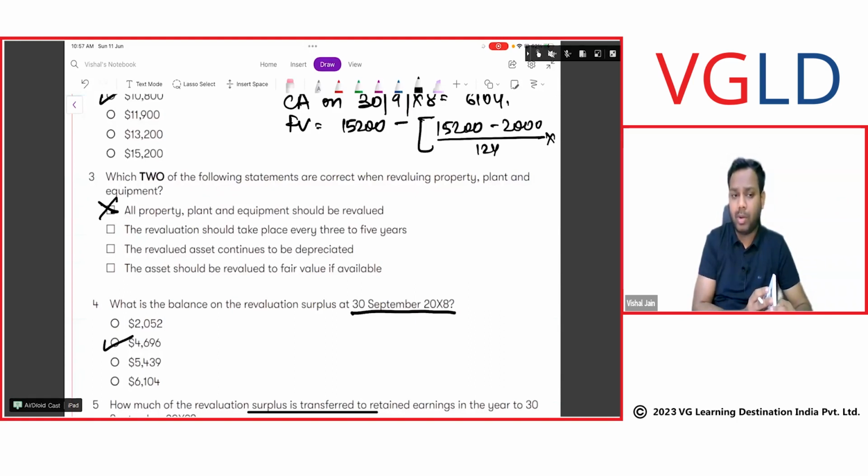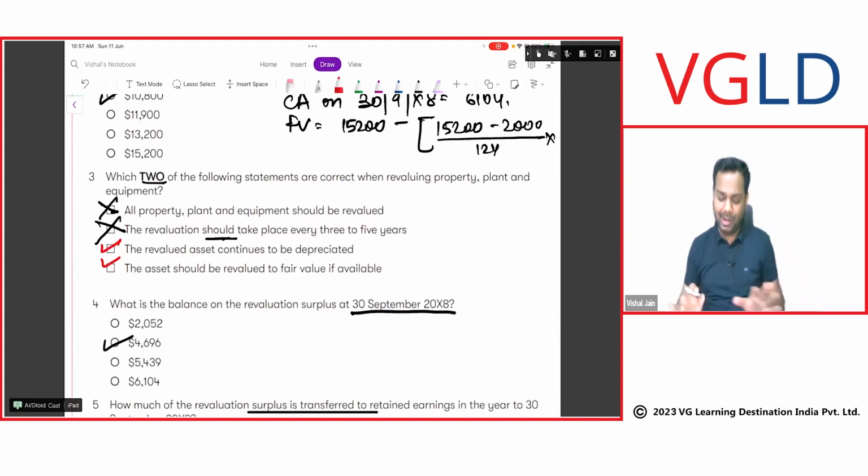Wrong. Because it's not only 3 to 5 years. It can be done every year also, depending on whether the asset is highly volatile, right? It says "should take place," which means mandatory. No, wrong. Now, ideally, if the first two are wrong and they are asking about two correct ones, then in the exam, if I were the student, I would not have read the other two. I would have directly answered these two.